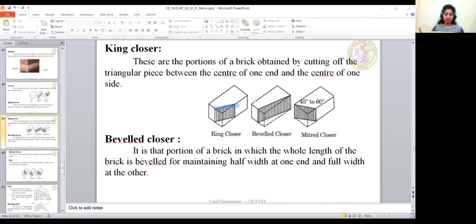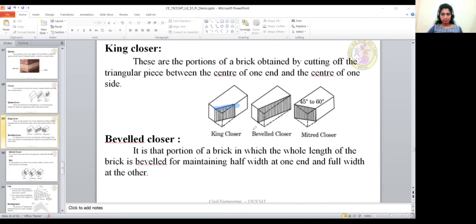Then we will see beveled closure. The portion of a brick in which the whole length of a brick is beveled, okay, complete length is beveled for maintaining the half width at one end and full width at the other end.